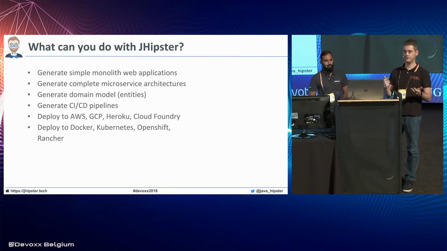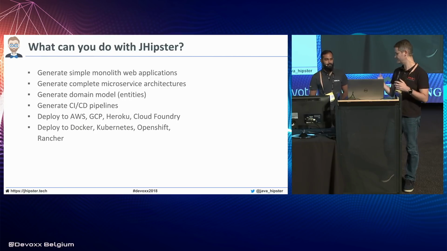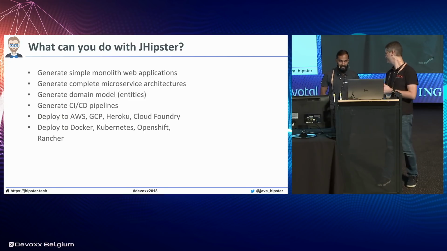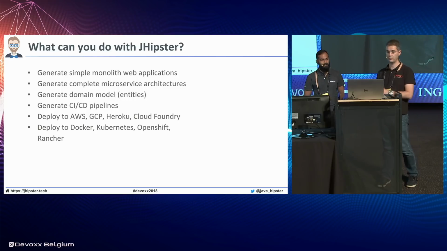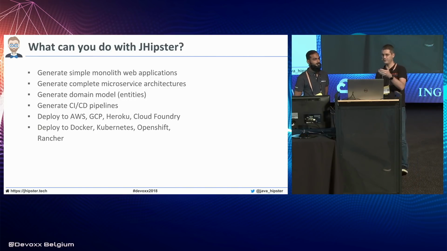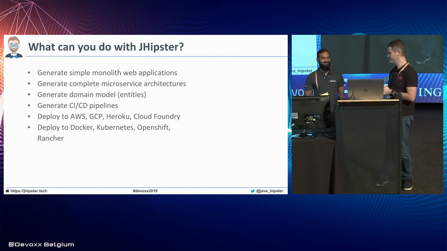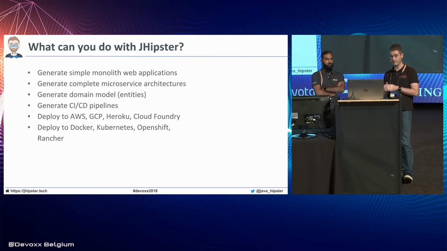You can generate your continuous integration and continuous deployment pipelines. We support all the major ones. We even added Azure recently. And you can deploy also to all the major cloud platforms like AWS, GCP, Heroku, Cloud Foundry, Docker, Kubernetes, OpenShift, Rancher, and we probably even forgot some of them. We'll talk more about that later because there's been some good work this year on those parts.